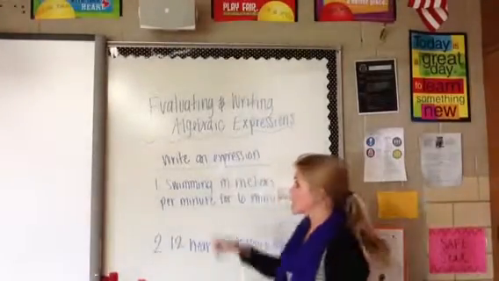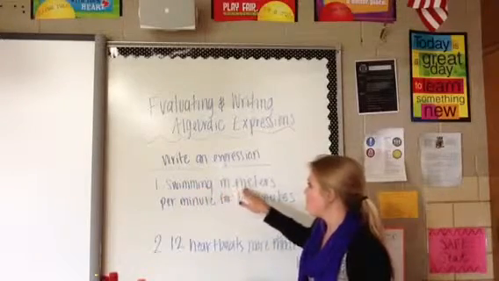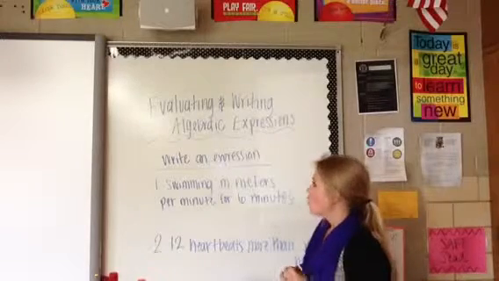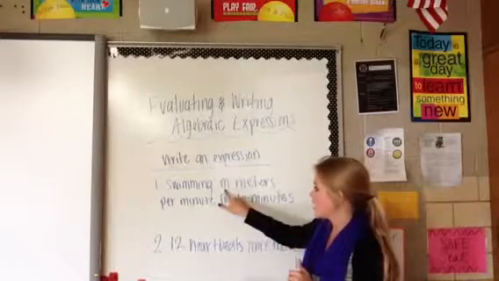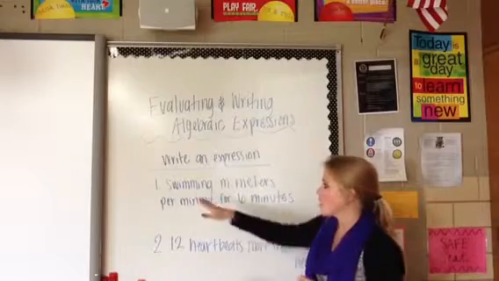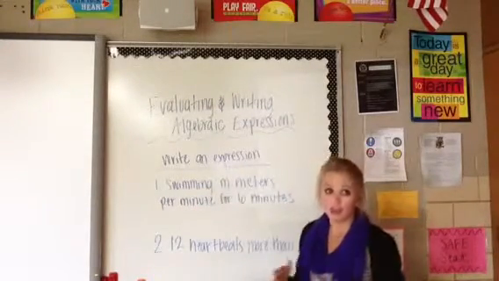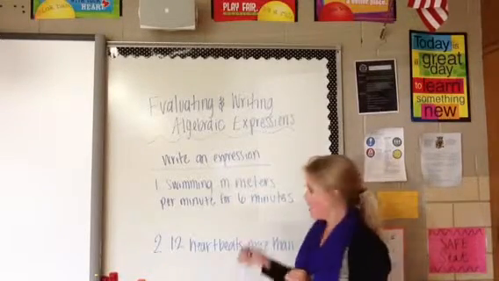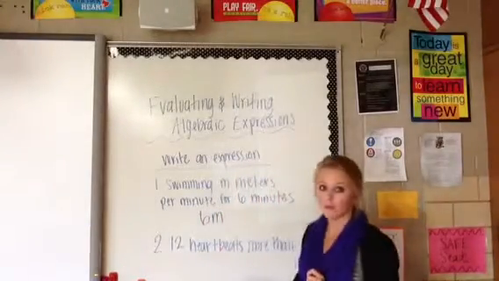Okay, let's practice writing an expression. Say you had the question, swimming in meters per minute for 6 minutes. Okay? So we have to think about what kind of expression am I going to write. Well, I have the letter M, and I have 6. So I know if I'm swimming in meters for 1 minute, that would be 1 times M. If I'm swimming for 2 minutes, that would be 2 times M. But I'm swimming for 6 minutes, so that's 6M would be my answer.